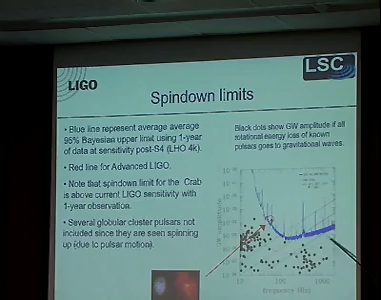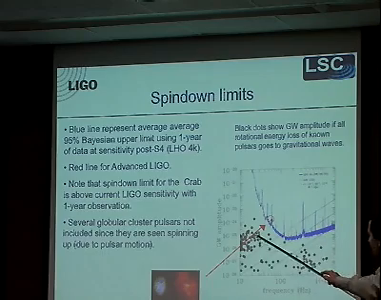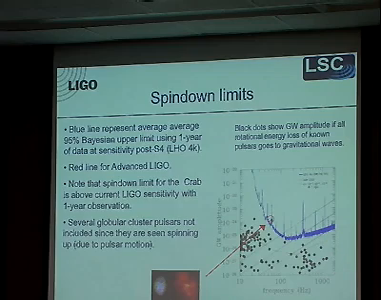And the red line here represents the sensitivity we'll have with 1 year of data at advanced LIGO sensitivity. And the black lines cutting across here show our sensitivity to neutron stars at a distance of 1 kiloparsec with ellipticities of 10 to the minus 6, 10 to the minus 7, 10 to the minus 8.